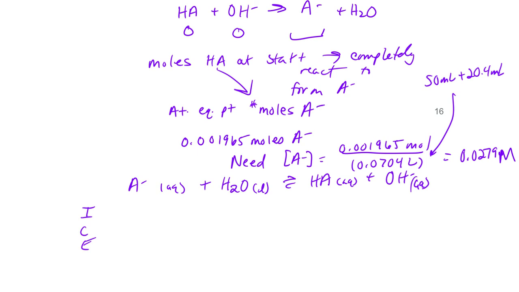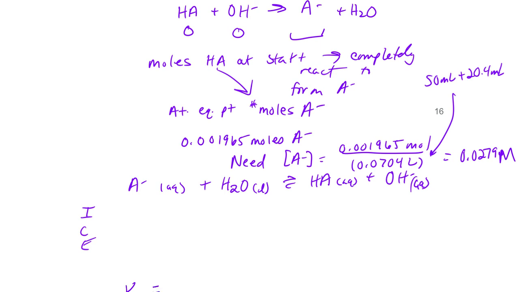And now we can use that in the ICE table. This is just a weak-base problem. We have one other thing we have to calculate though. What is it? There's one other thing that isn't given in the problem for a weak base problem. Kb. Yep. Okay. So we need our Kb.